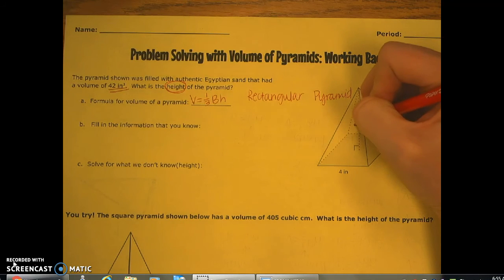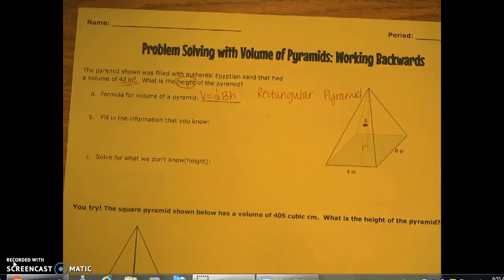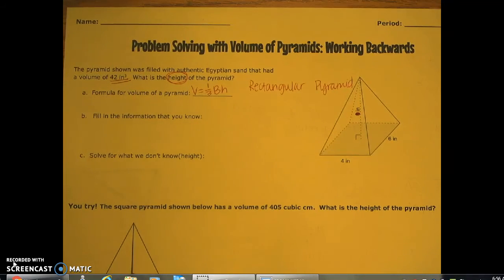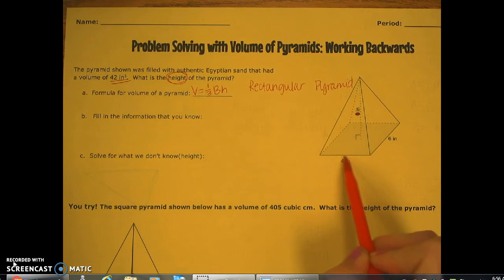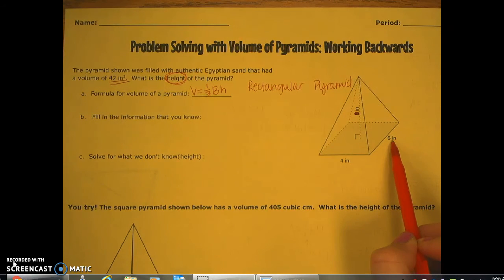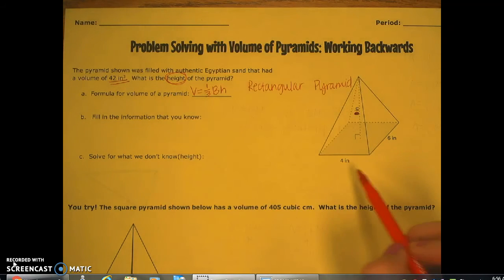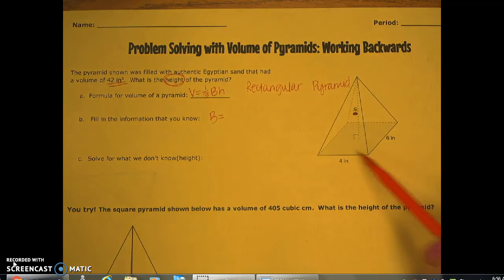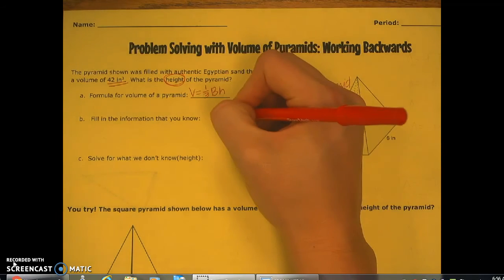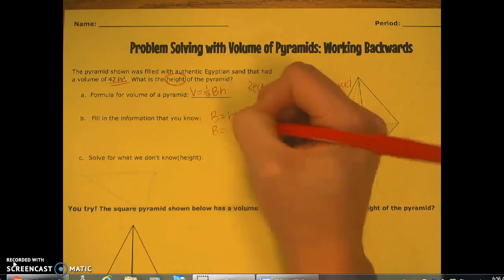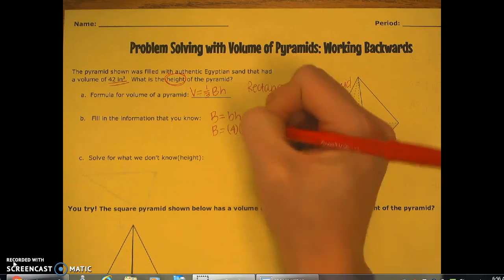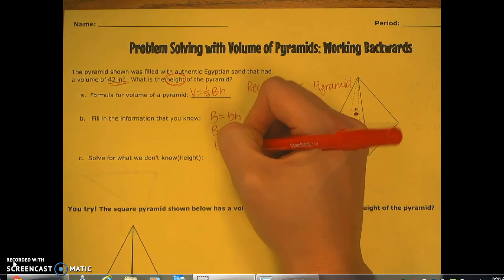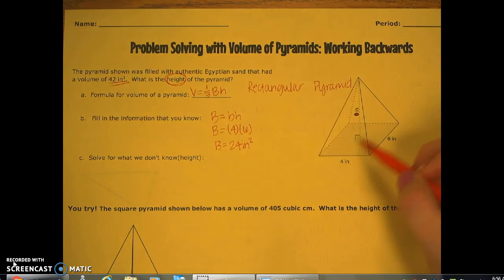And our height is actually on here for us, and it is not supposed to be there. So we're going to cross it out and pretend like it's not there, and we're going to find it. So pretending like we only know these two numbers, the base and the height of the rectangle, we could use that information to find the area of the base. So let's go ahead and find that. Since the base is a rectangle, we can do base times height, so 4 times 6, which would give me 24 square inches for the area of my base.